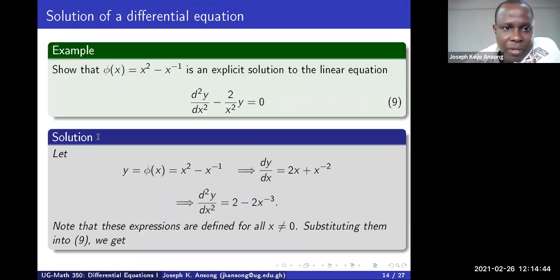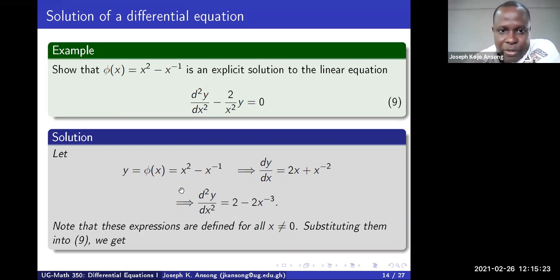Here's another example. The function now is x squared minus 1 over x, or x to the negative 1. We want to show that this is a solution to this differential equation. Same procedure: let y be this, then dy/dx will be 2x plus x to the negative 2. I need the second derivative because of this. The derivative of this gives 2 minus 2x to the negative 3. Then in place of y, I put the function and see whether I get 0.